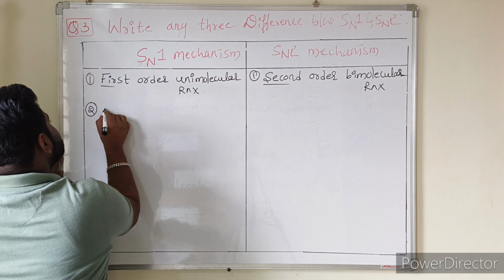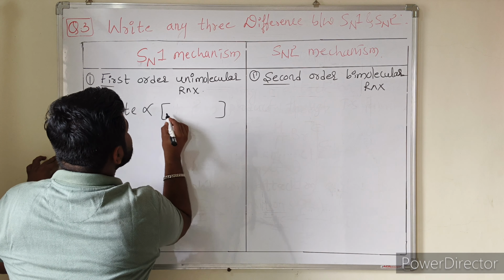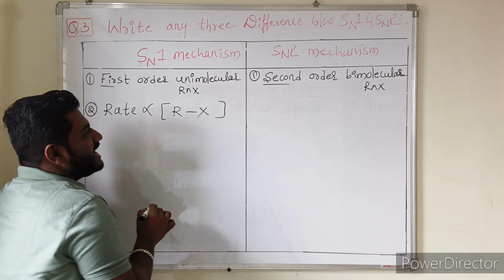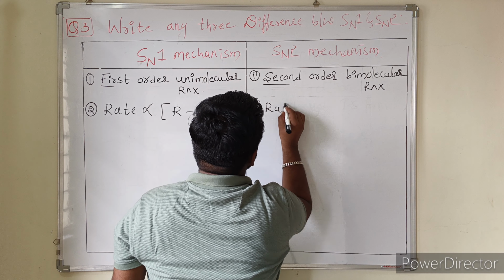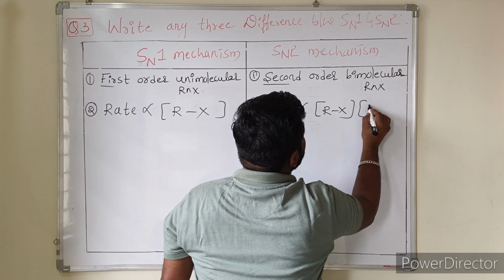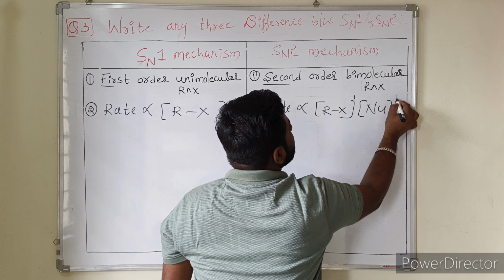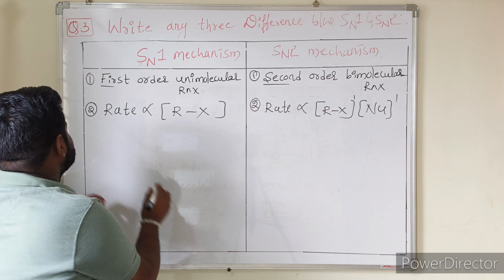Sir, what is this first order and second order? It means in SN1 case, rate is directly proportional to the concentration of RX. RX means alkyl halide. But here rate is directly proportional to both RX and nucleophile. Hence the total order is second order. I hope you understood.